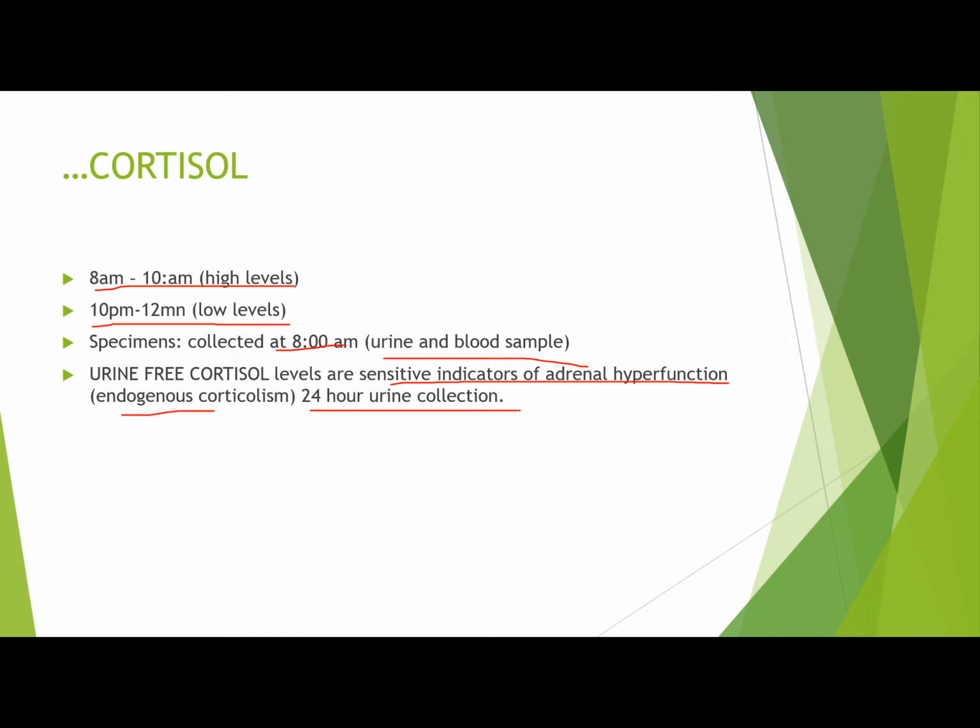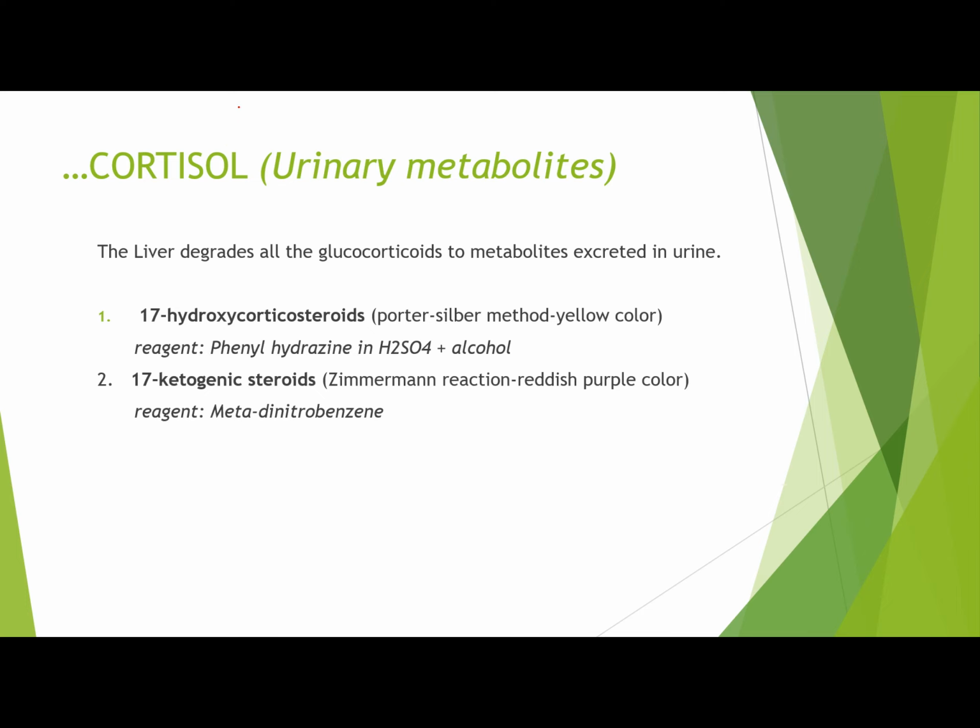Now, when your cortisol class is degraded, pag ini-excrete siya ng body natin. When it is excreted via urine, it creates certain metabolites class. So, pag dinigrade siya ng liver, it's secreted into different forms. The first one is your 17-hydrocorticosteroids. This is usually used in the test Porter-Silber method. Ang positive result niya is a yellow color. The reagent is phenylhydrazine in sulfuric acid plus alcohol.